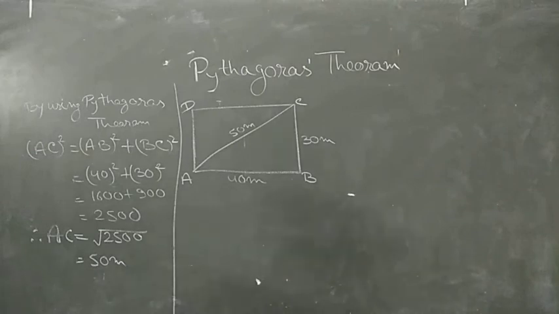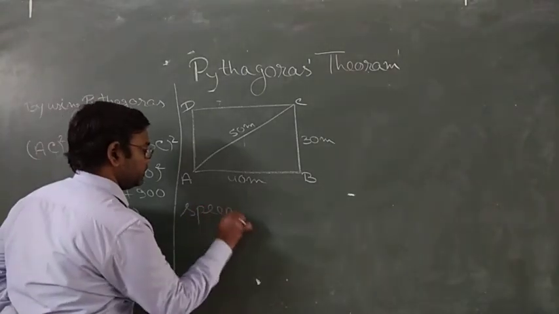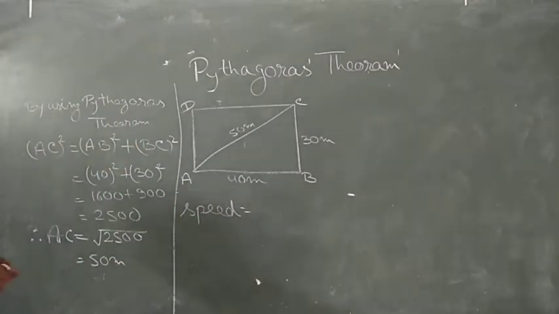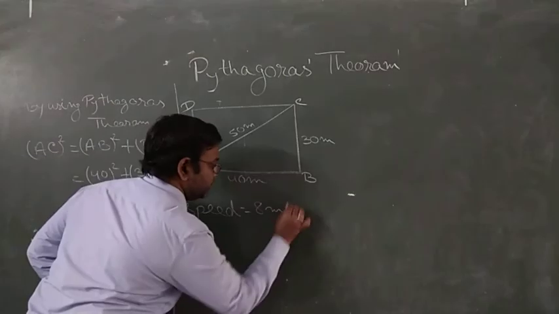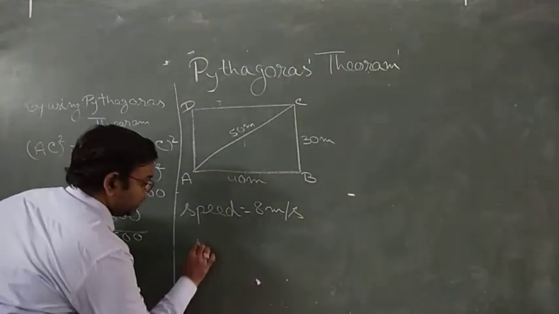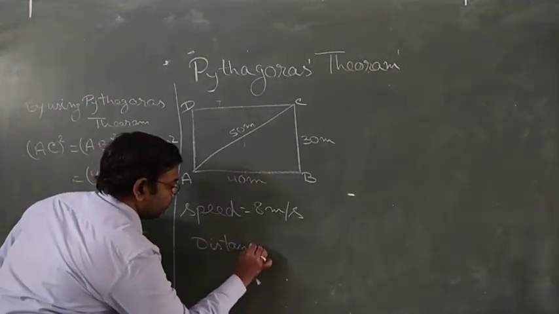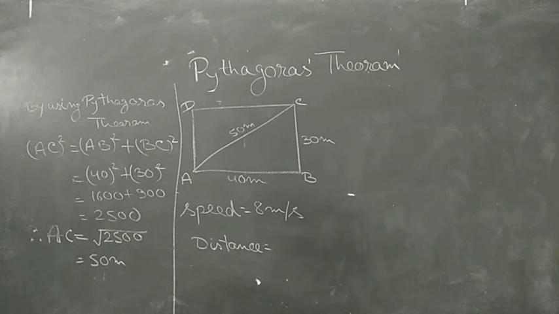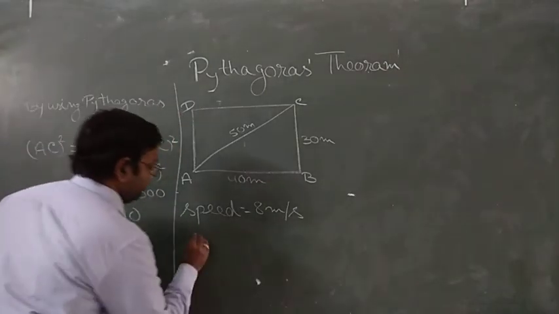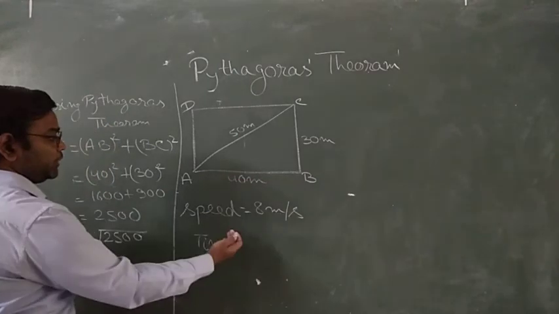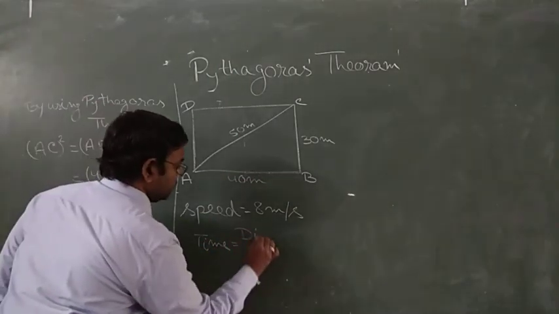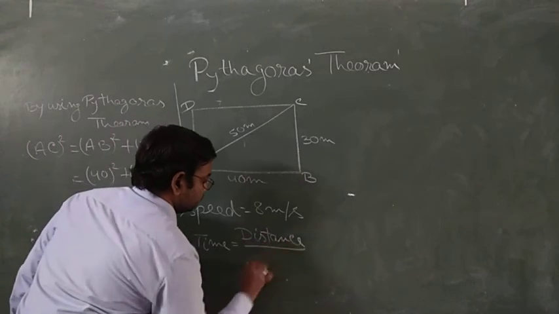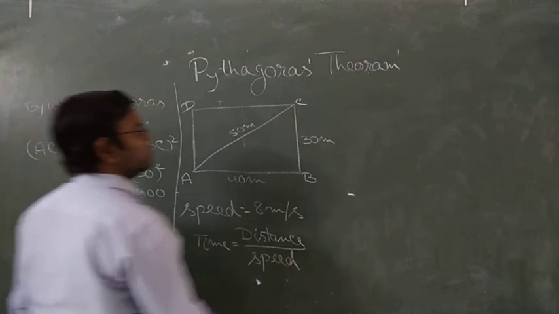Now question says that if speed equals to 8 meter per second, then you have to find out the time. So we know speed equals to distance upon time. We have already distance, we need time. So time equals to distance upon speed. We use this one. Clear? We use this formula.